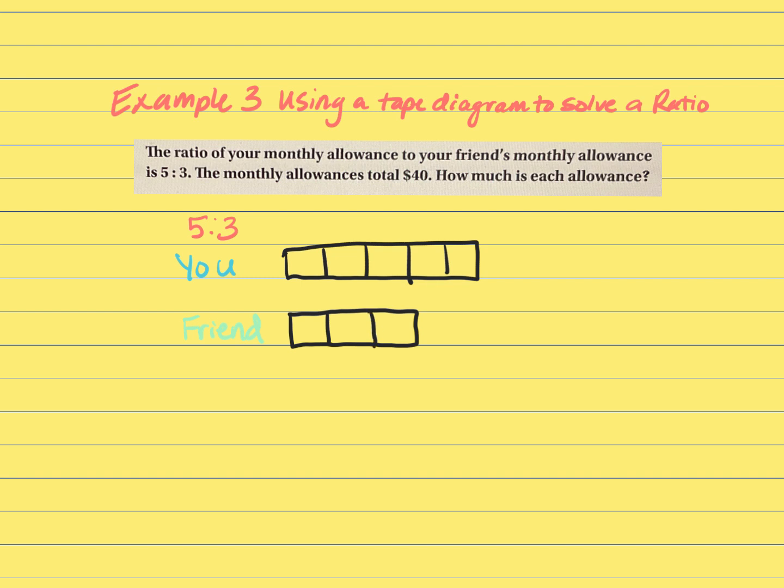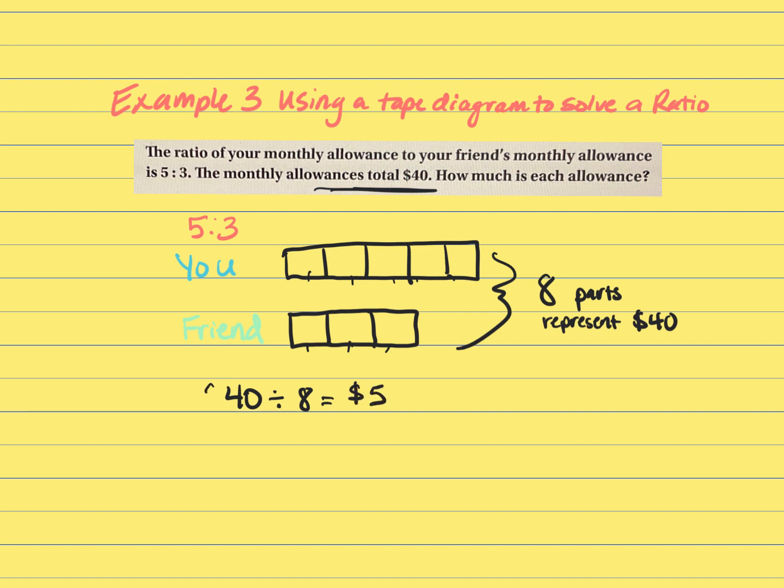What we do know is that there are 8 total parts represented here, okay? The 8 parts represent a total of $40. Okay, so it should look like this. 8 parts representing $40. That means what we have to do is know that if we've got $40 total, how many parts do we have total? 1, 2, 3, 4, 5, 6, 7, 8, divided by 8. That gives us an amount of $5. Put that over there. That means each of these is worth $5, okay?